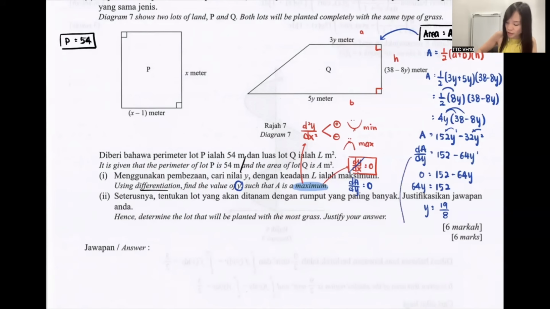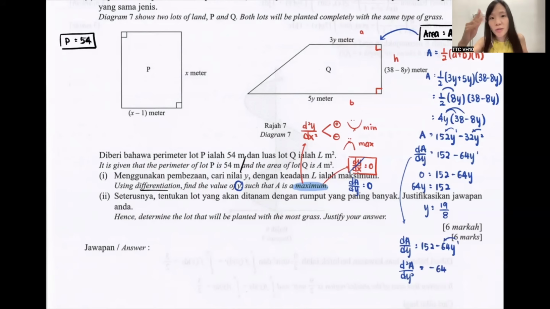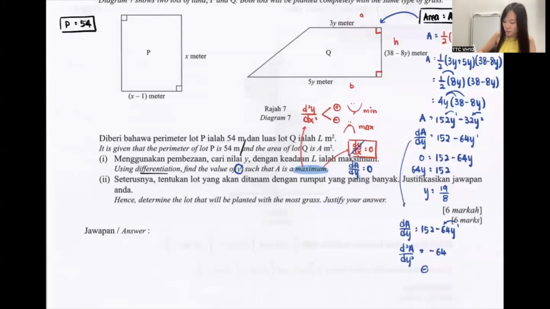So my dear, this one is what? dA/dy, I get 152 minus 64y. Now I need d2A/dy squared. 152 has no y, differentiate is 0. This one, 1 times negative 64, negative 64, power minus 1, no more y. Okay, I got negative 64. Negative means what? Sad face. Sad face means what? Maximum. Okay, fact check. Seriously, it's a maximum.